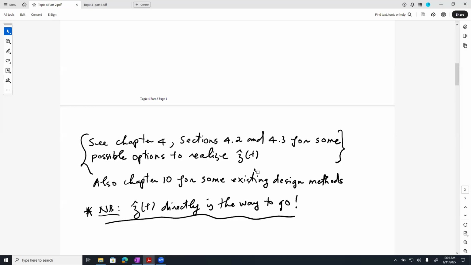for realizing the generalized functional. And we also, on top of that, when we look at various methods for estimating the stack and the functional of time delay system, we also provided chapter 10. We give a comprehensive review of all the available methods, with various structures, and various types of observers. And then finally, estimating the generalized functional directly is the way to go.